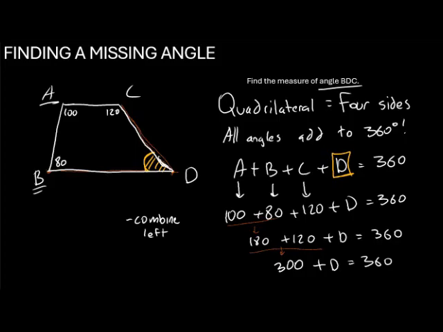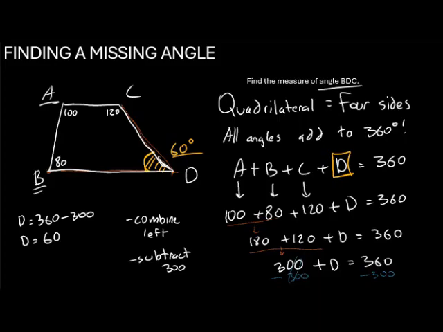Finally, we can subtract 300 from both sides. When we subtract 300 on the left, we'll cancel the 300 out, but then we'll subtract the same 300 on the right. So we can say that D is equal to 360 minus 300. When we subtract this, we'll get just 60. This means that angle D, or if you prefer, angle BDC, will be 60 degrees.